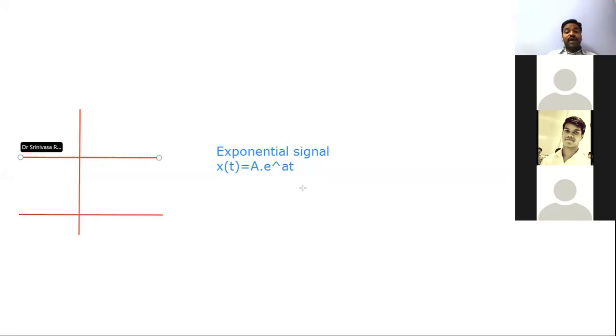Now what happens if a is greater than 0? a can be of any value from minus infinity to plus infinity, right? But a equal to 0 is different, so that's why I have excluded a equal to 0. Now I am considering two cases, if a greater than 0 and if a less than 0. Those are the two cases here.